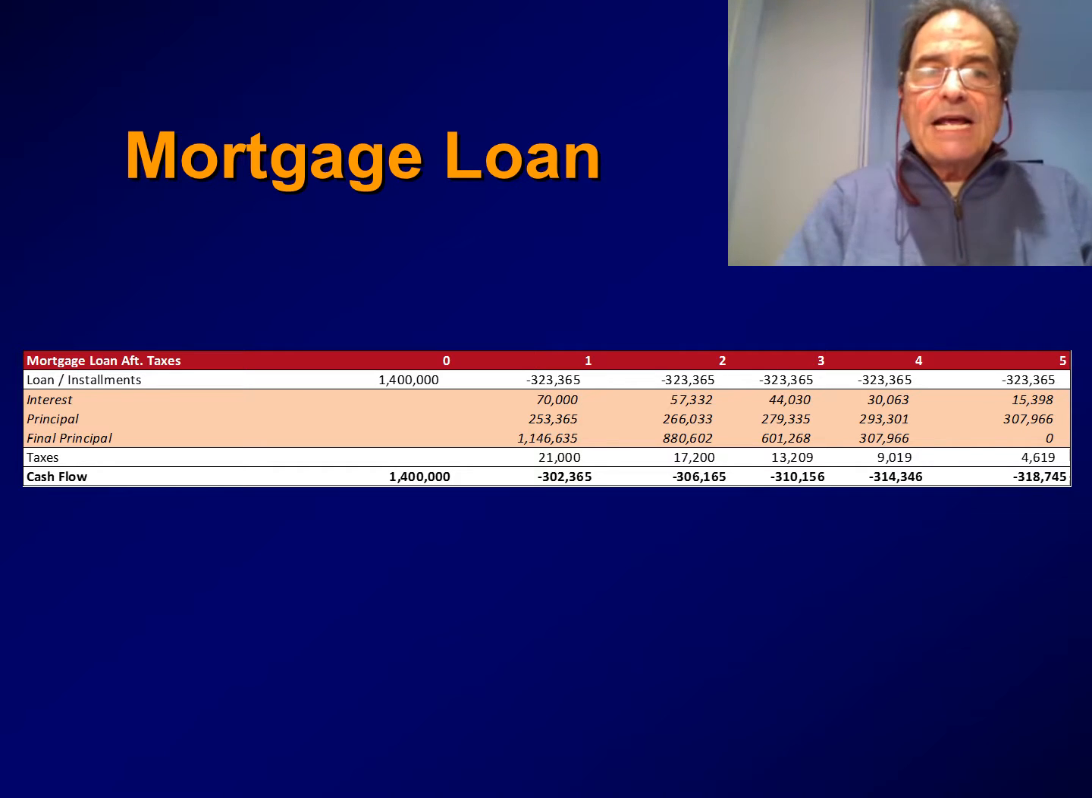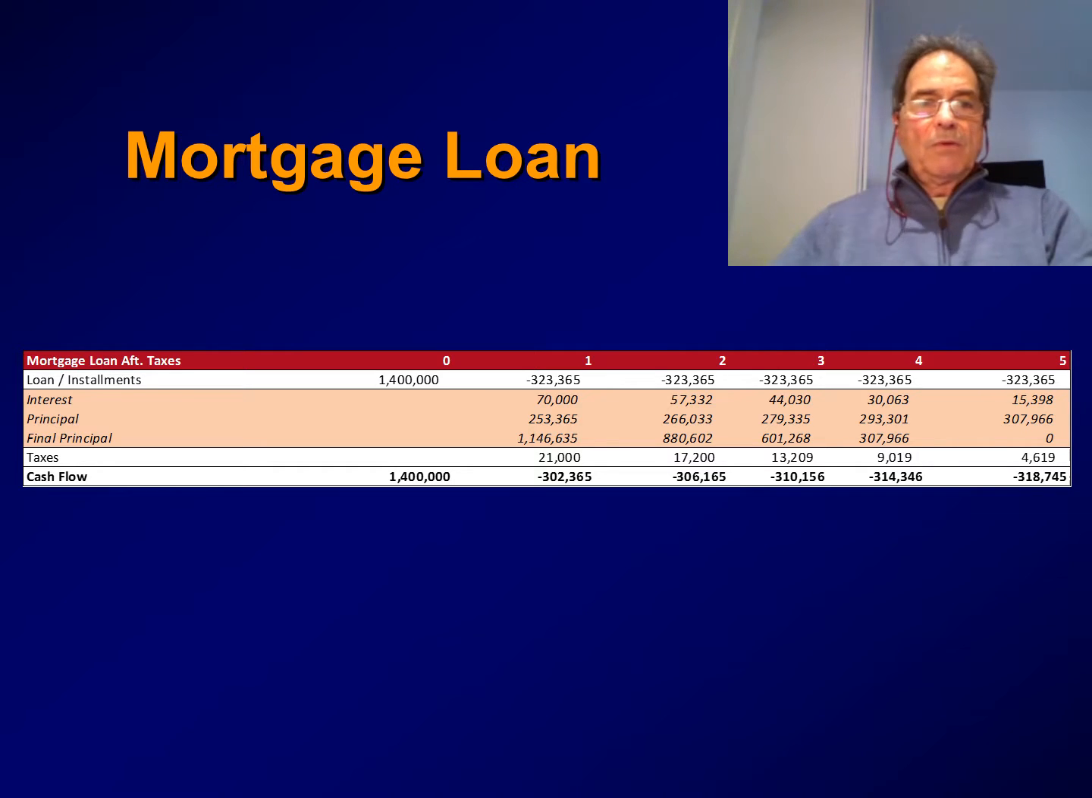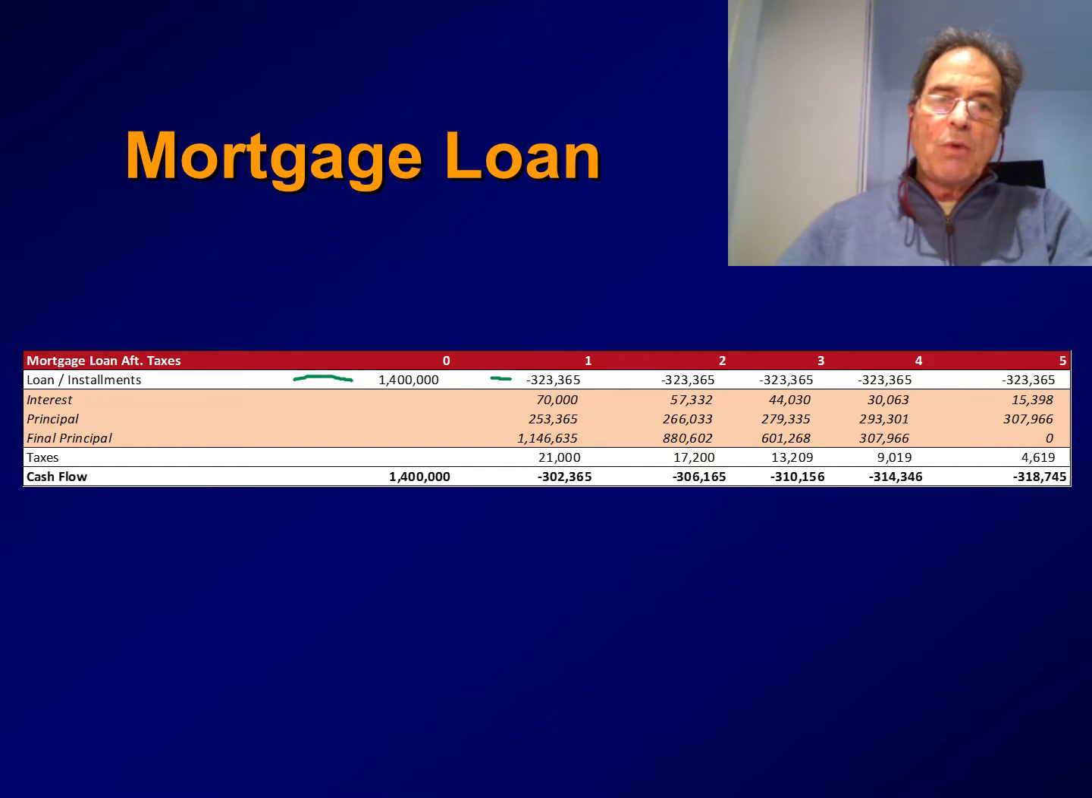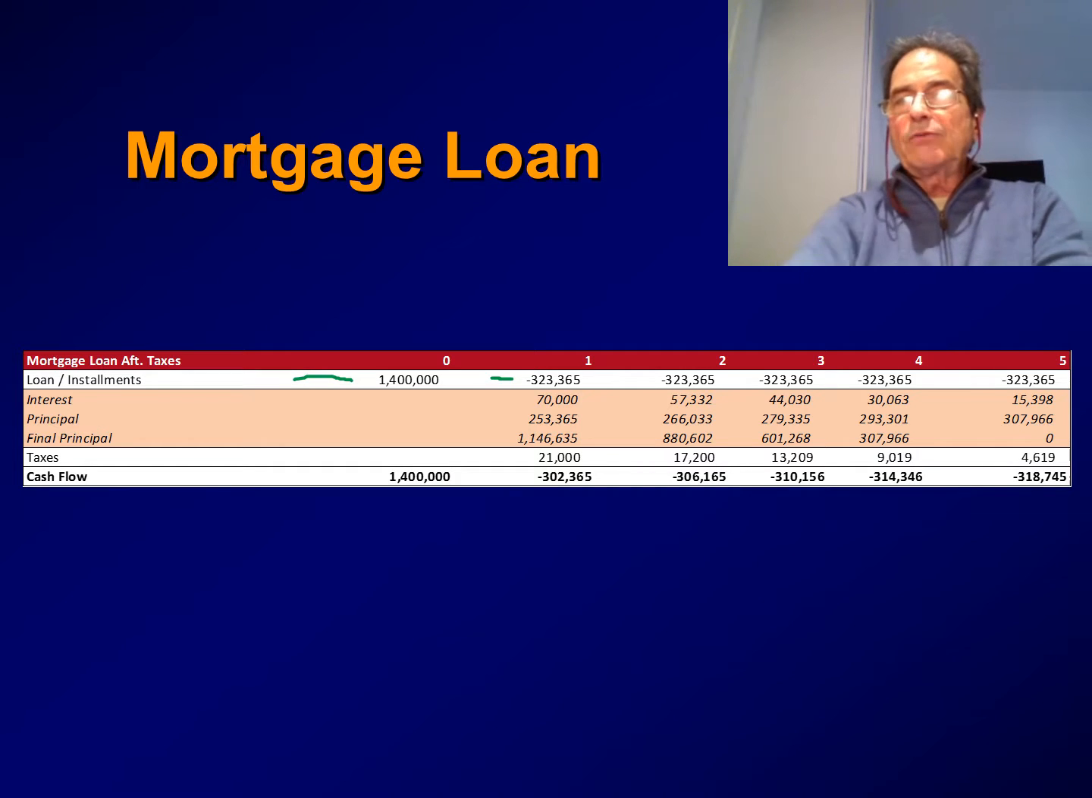Well, first let's analyze the mortgage loan. In the first line, we have the cash flow corresponding to the loan before taxes. We have an inflow of 1.4 million, which is the amount of the loan, and then we have equal installments of 323,365 every year.